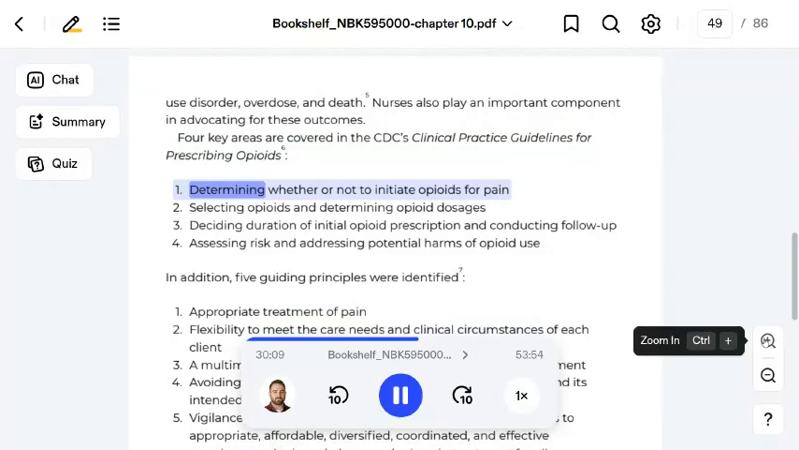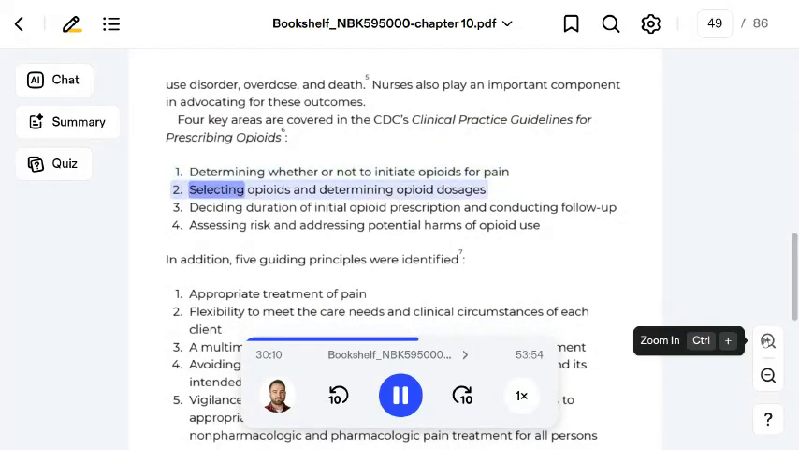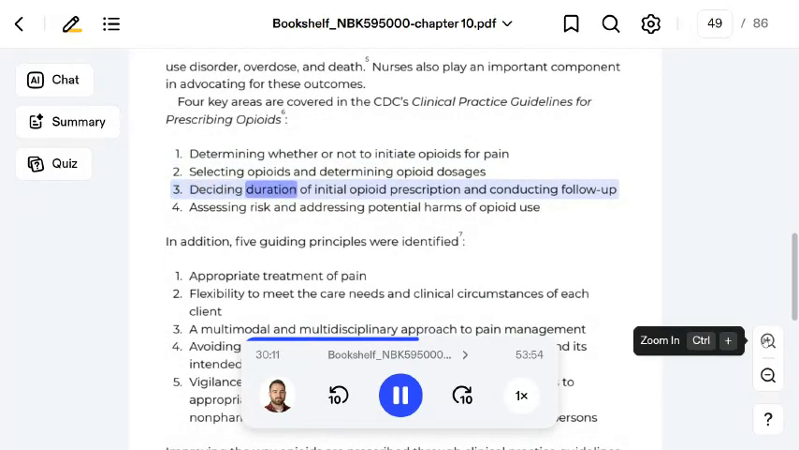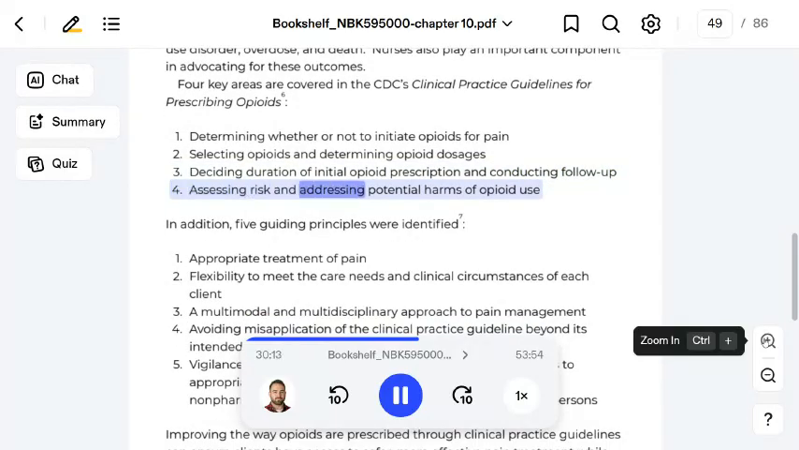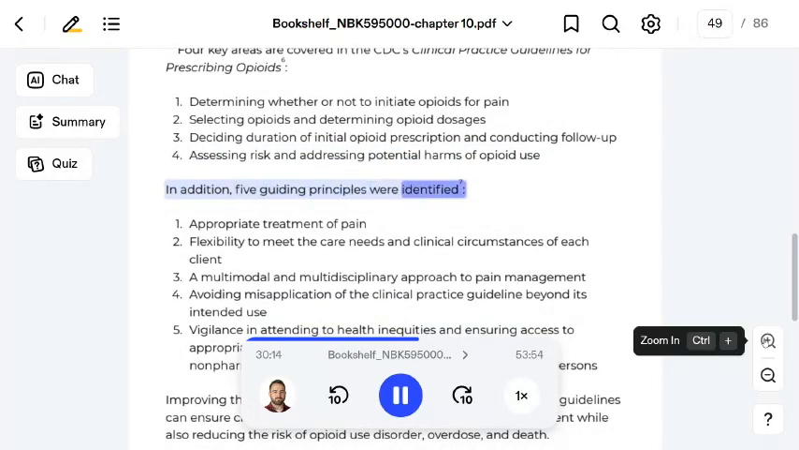1. Determining whether or not to initiate opioids for pain. 2. Selecting opioids and determining opioid dosages. 3. Deciding duration of initial opioid prescription and conducting follow-up. 4. Assessing risk and addressing potential harms of opioid use. In addition, five guiding principles were identified.